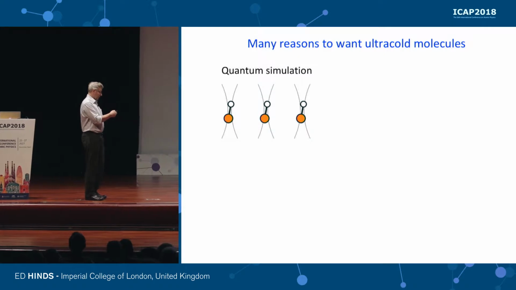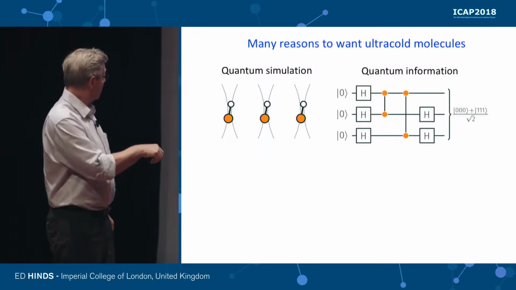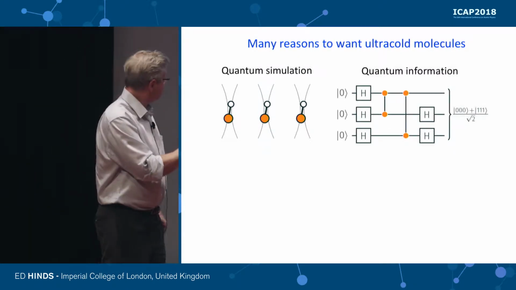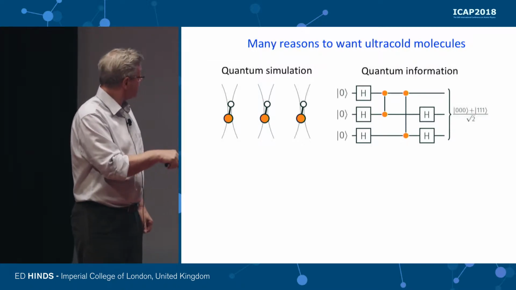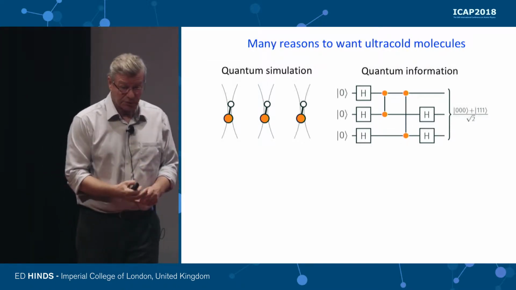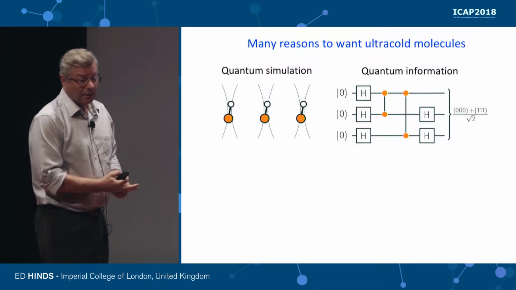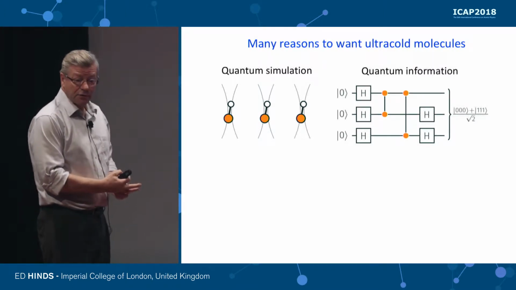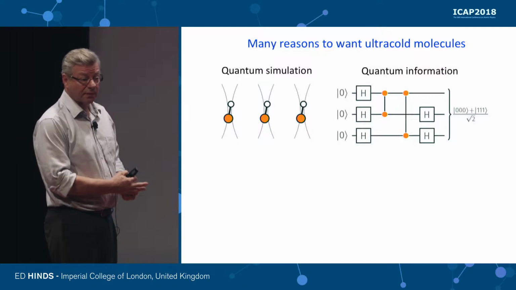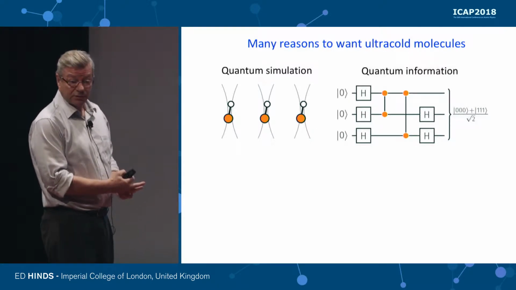So that's one application. Another, more technological application would be to think about building some kind of quantum processing circuitry. And there, the molecules may play a very useful role in storing quantum information in their rotational states.